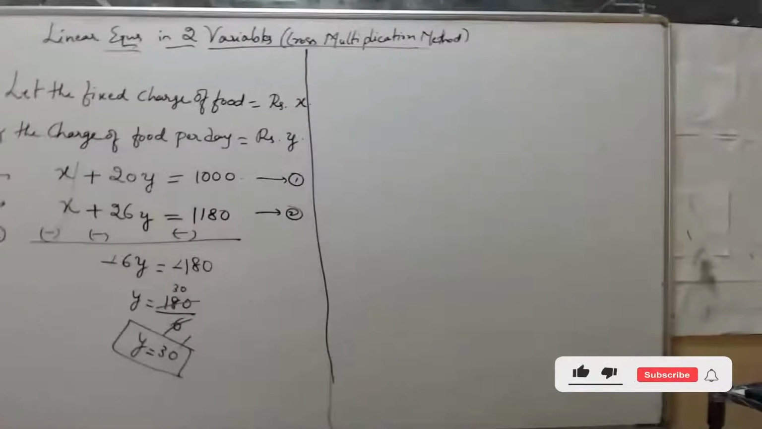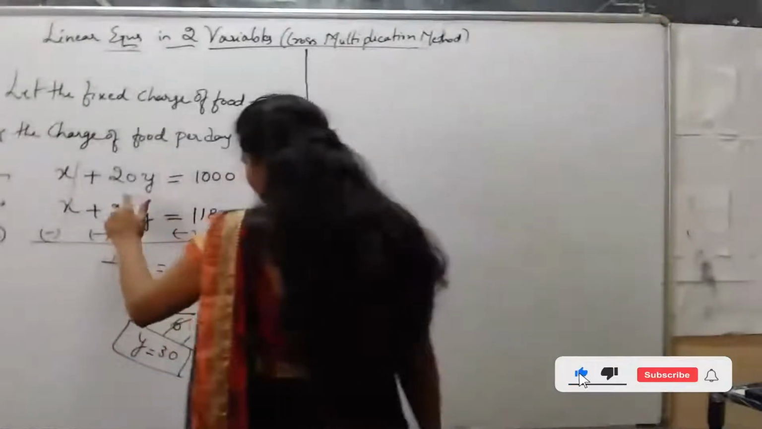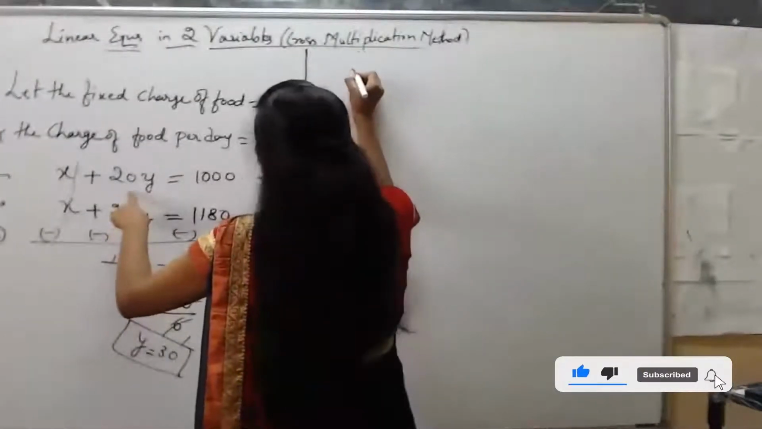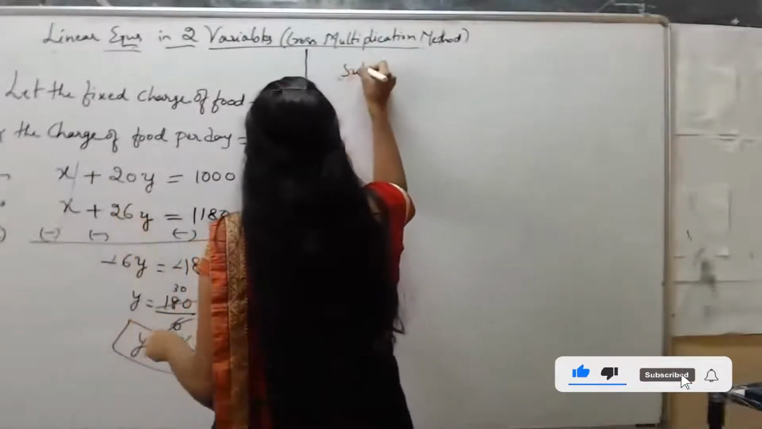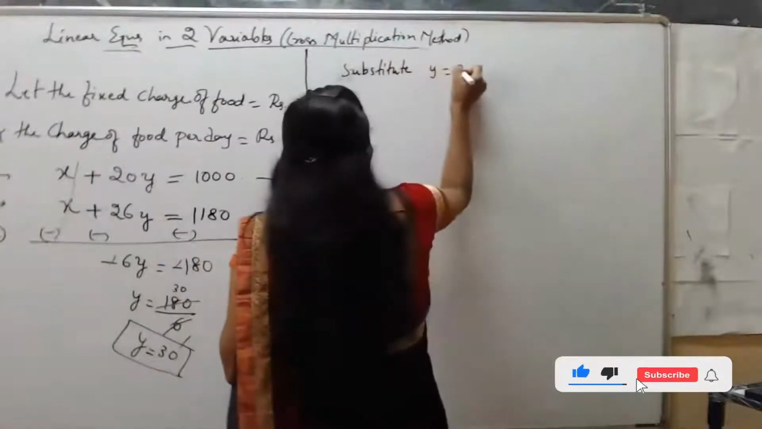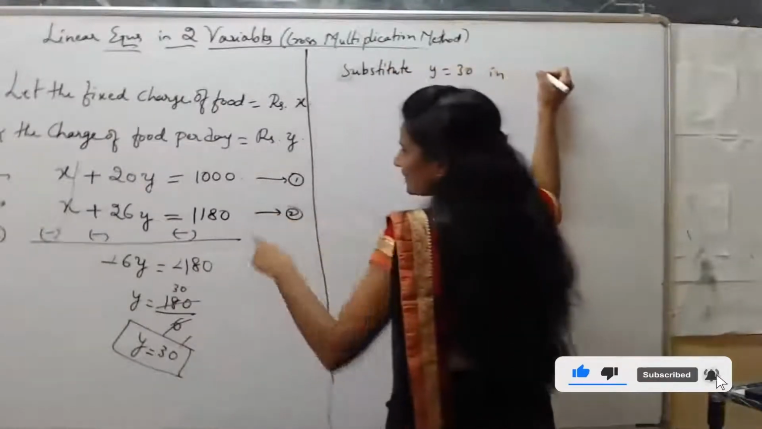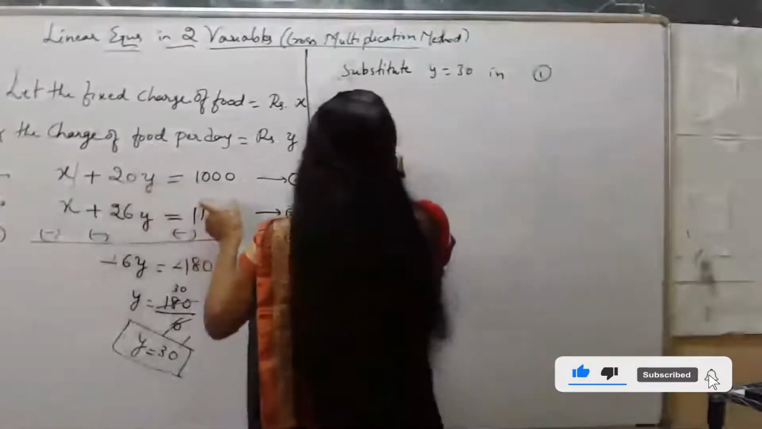Then what is the fixed charge? Substitute y in any of these two equations. X is equal to, sorry, substitute, write this. Substitute y is equal to 30 in equation 1 or 2. I think it's easy. Means we have small numbers here.